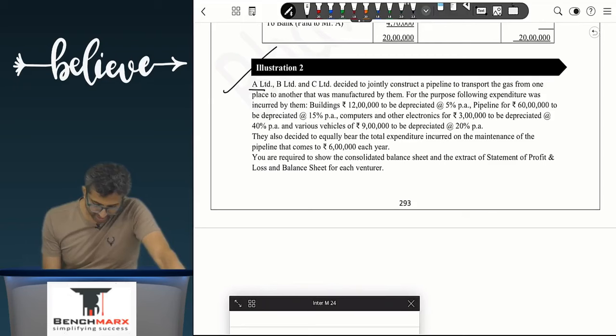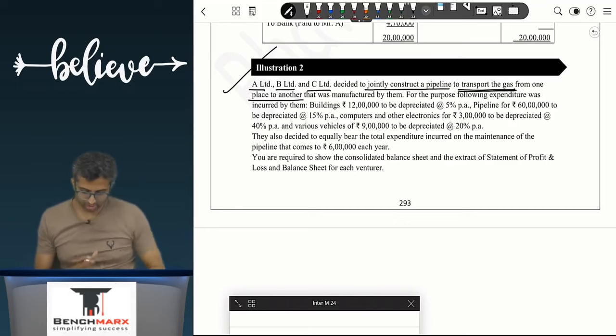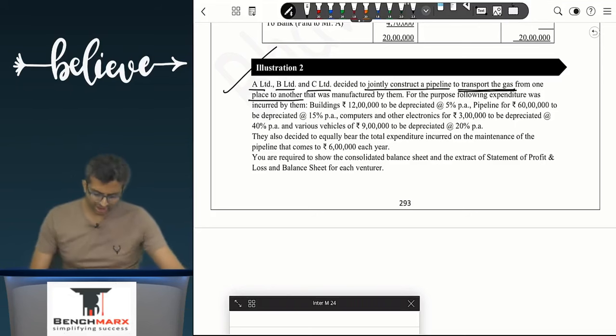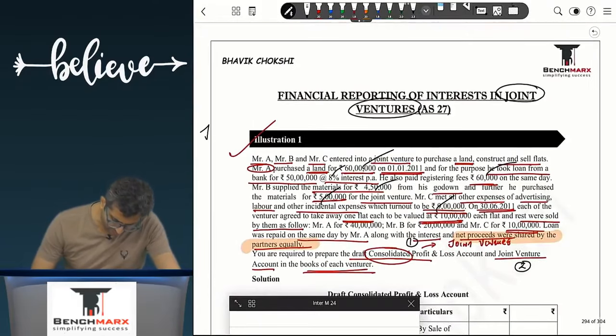A Limited, B Limited and C Limited decided to jointly construct a pipeline to transport gas from one place to another that was manufactured by them. So A, B and C decided to jointly construct a pipeline. You are jointly constructing a pipeline, it is not that the pipeline is mine and I use it. If you want, you can write down next to this: this is the first question. This is jointly controlled what? Operations.